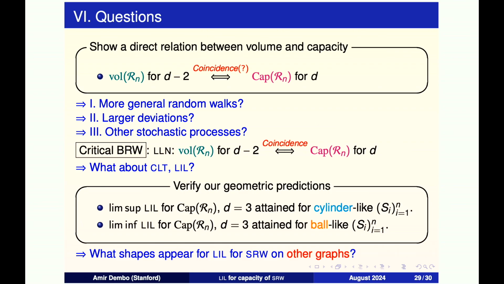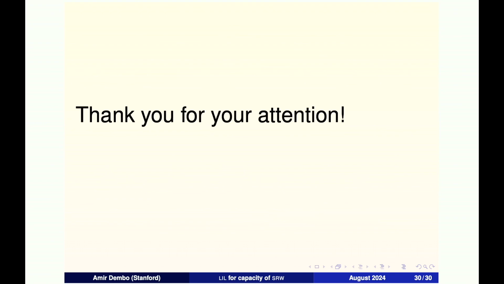And in general, you can ask what shape will appear for simple random walk on other graphs. We only dealt with Z^d. That's not a lot of graphs. Thank you for your attention.